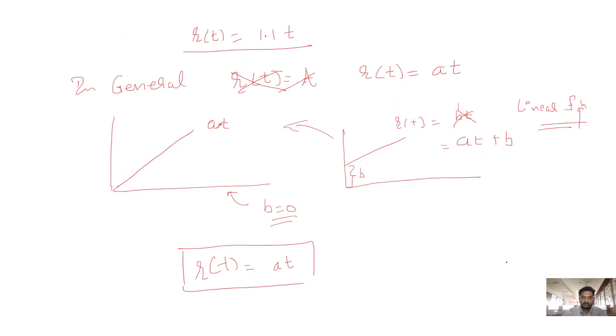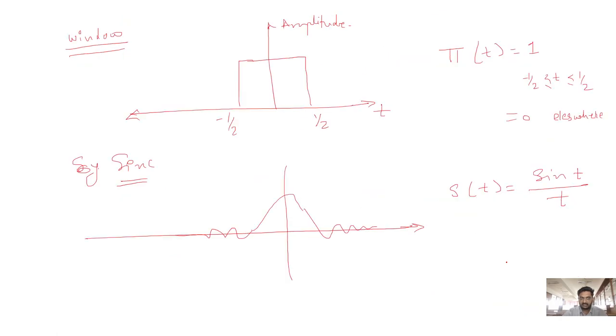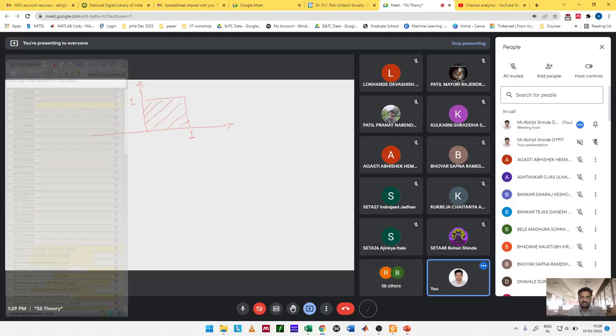Let me just recap. We started with the ramp equation, and we wrote the four cases of the ramp equation. Similarly, I can write the special cases for this window function also, and the sinc function also. So what is the window function? It will have the value of 1 between minus half to half. The area under this curve is going to be only 1. Why is it written like this? Let me first draw something like this. Its value is 1. We are considering all amplitudes as 1. If I have to calculate the area under this curve, how can I calculate it? Can anyone help me with this?